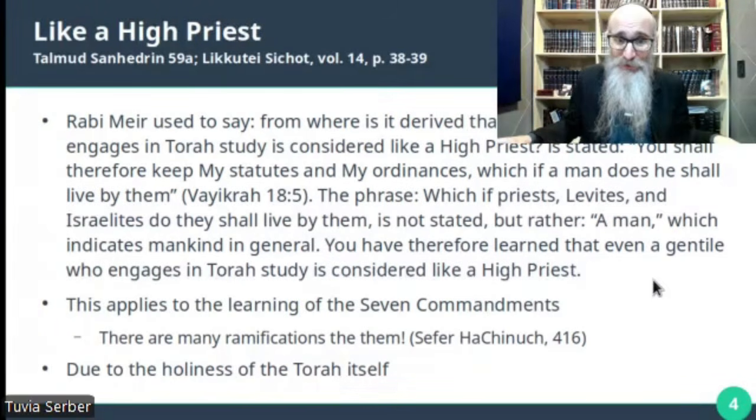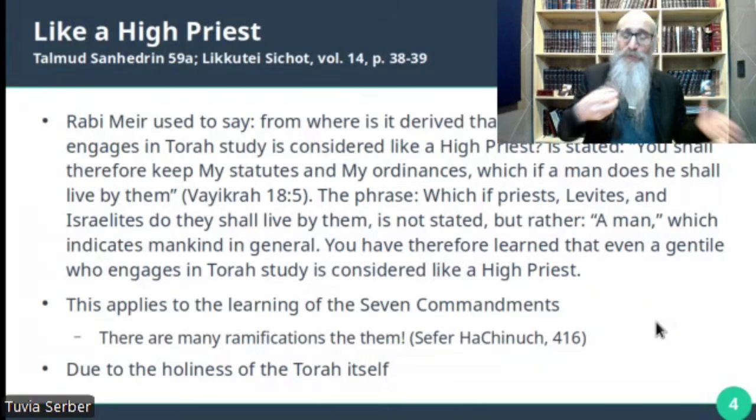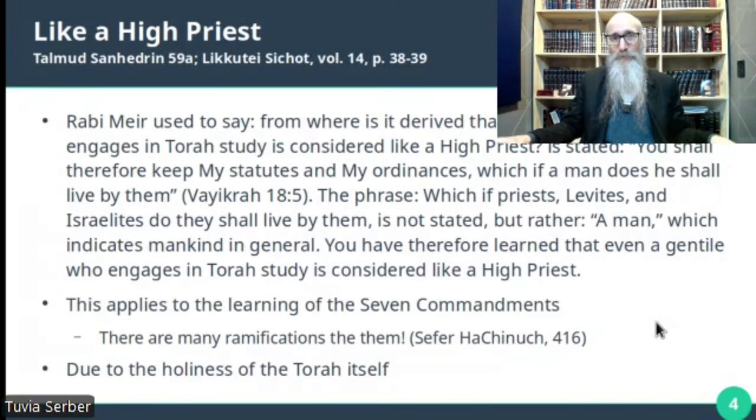And actually the Rebbe explains in this particular source, the Likutei Sichos, and we have classes on this if I'm not mistaken, that it is the power, so to speak, of the Torah itself that elevates a person. When a person learns Torah, the power of Torah itself elevates a person to the level of a high priest. At least like a high priest. That's what the Talmud says. That's what Rabbi Meir says.